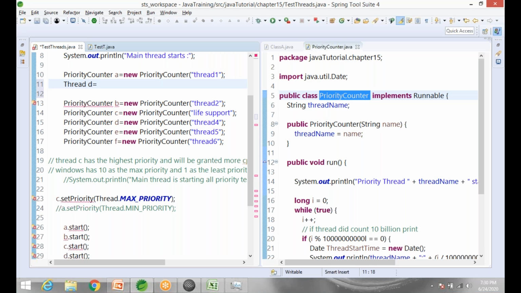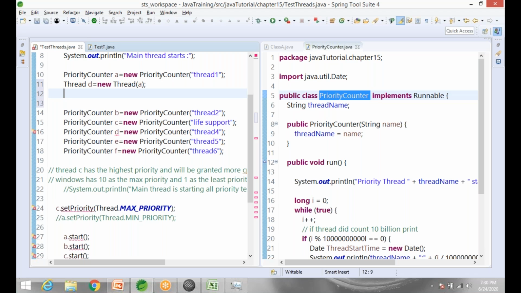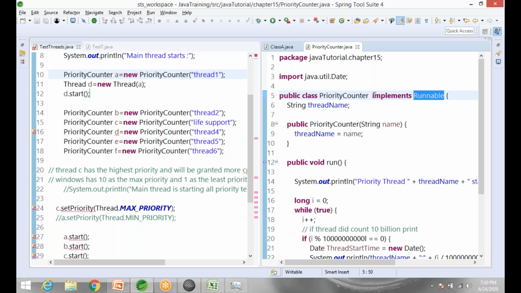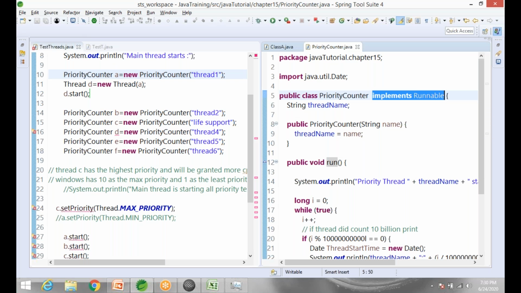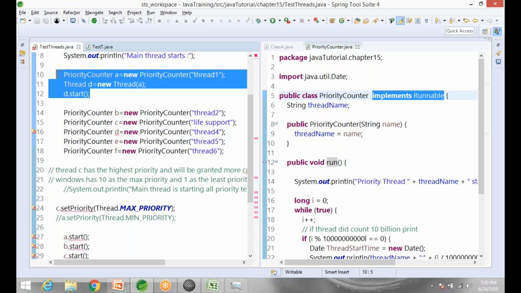Create a thread object and pass your runnable interface implementing class in here. Okay, and then say d.start. This is the only difference. If you want to start a thread class which is implementing runnable and not extending thread class, in that case, this is how you start a thread program.